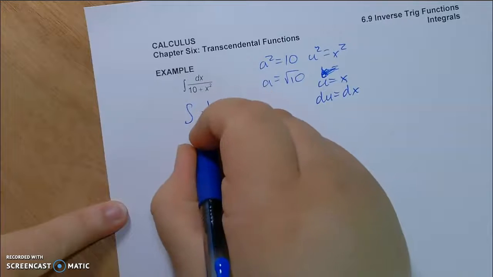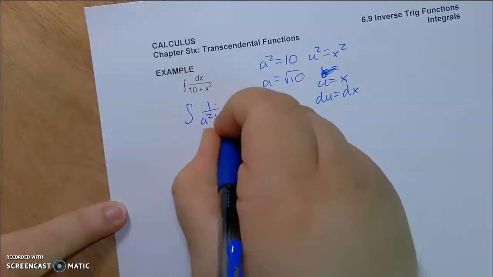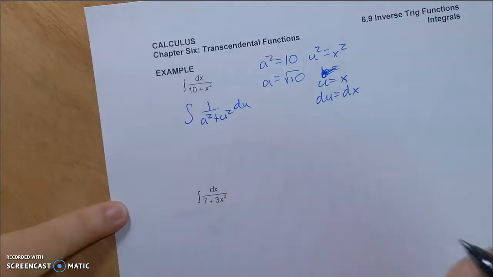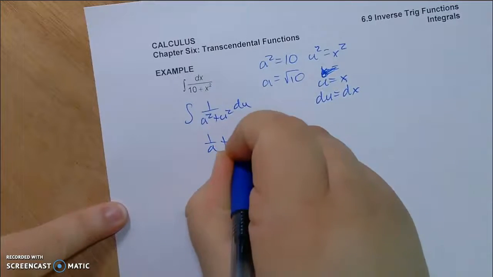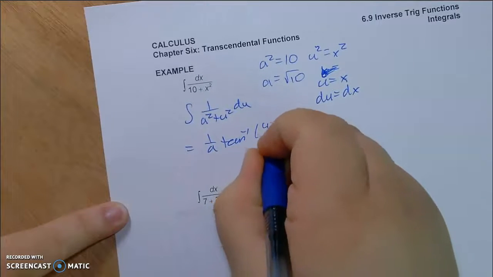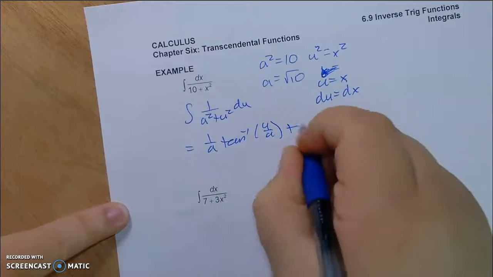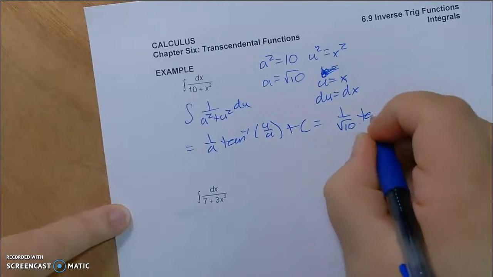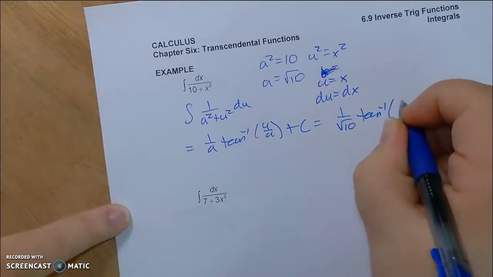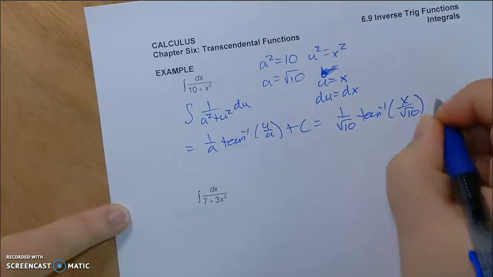Doing our substitution, we get 1 over a squared plus u squared du. That is tangent. So we get 1 over a inverse tangent of u over a plus c. So 1 over the root 10 inverse tangent of x over root 10 plus c.